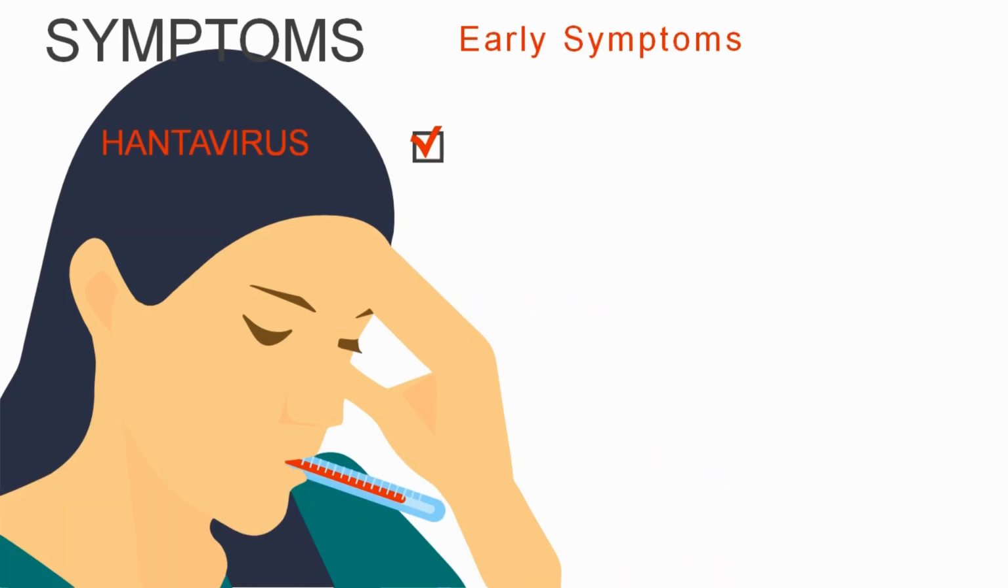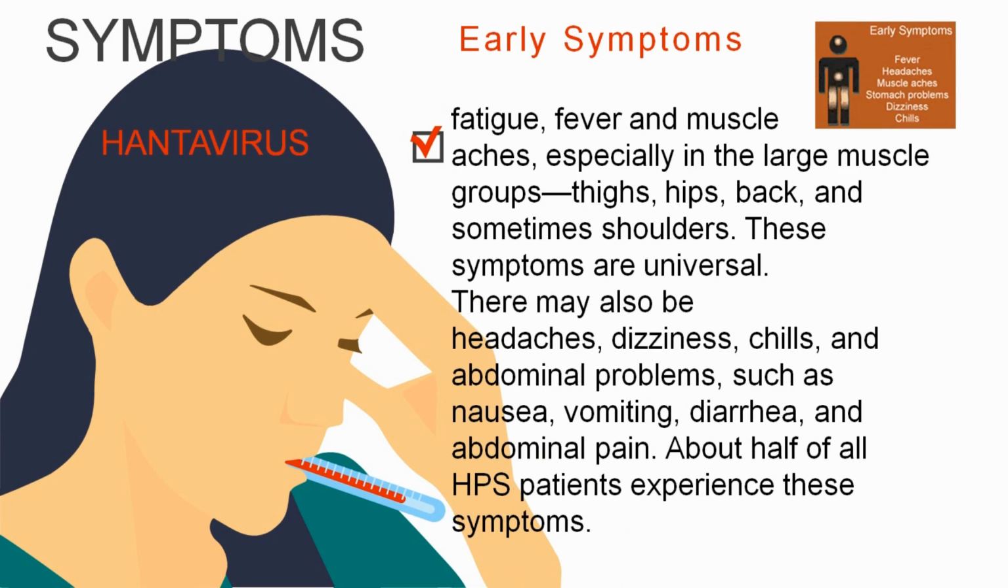Symptoms. Early symptoms: fatigue, fever and muscle aches, especially in the large muscle groups: thighs, hips, back, and sometimes shoulders. These symptoms are universal. There may also be headaches, dizziness, chills, and abdominal problems, such as nausea, vomiting, diarrhea, and abdominal pain. About half of all HPS patients experience these symptoms.